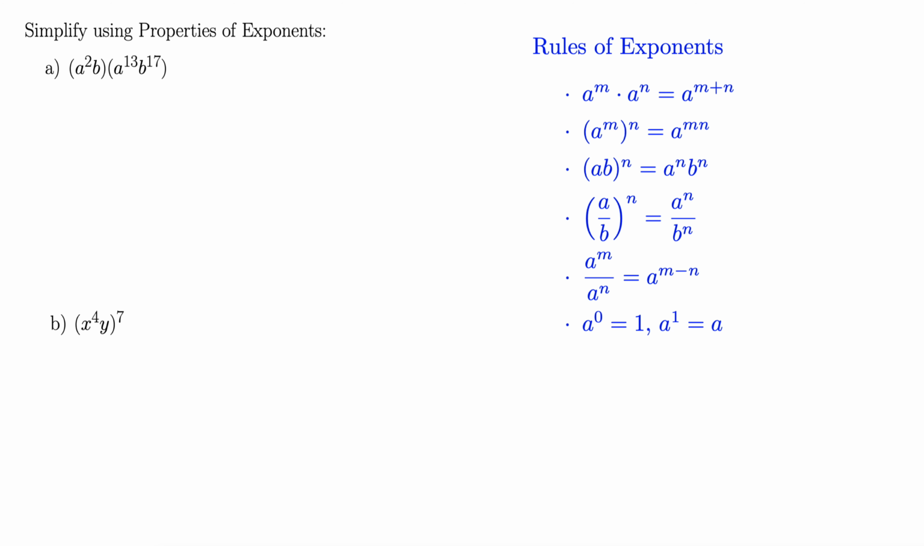In this example, we want to simplify using the properties of exponents, also known as the rules of exponents. And let's try part A. We have a squared b times a to the 13th b to the 17th. So let's get a little bit of notation down first.